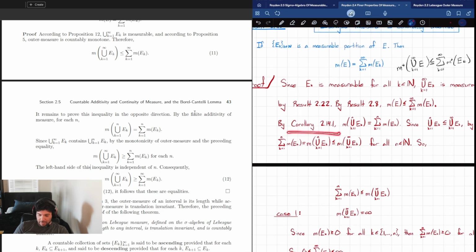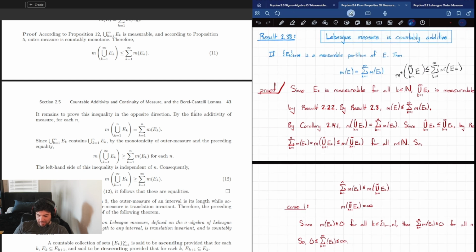And then corollary, does that make sense? Is that clear, or did I confuse you? So this is automatic, no matter what. If your set is measurable or not, this is automatic. And because the union is measurable, and we define M to be this outer measure on the restriction of measurable sets, we can just write this as M.